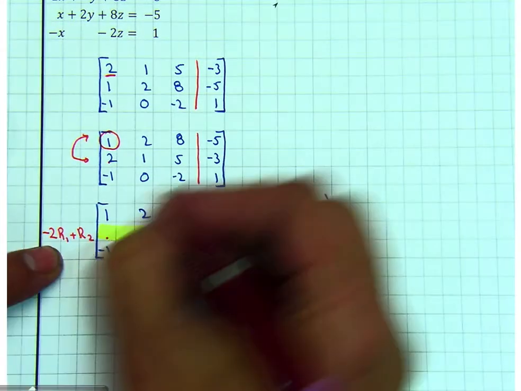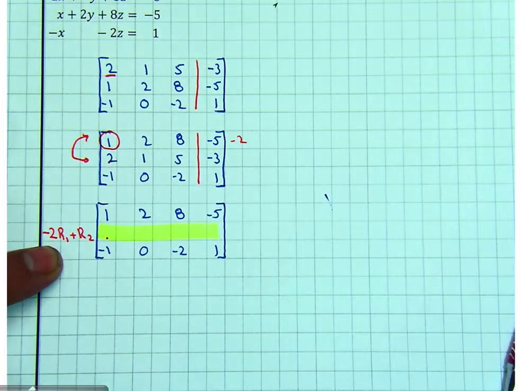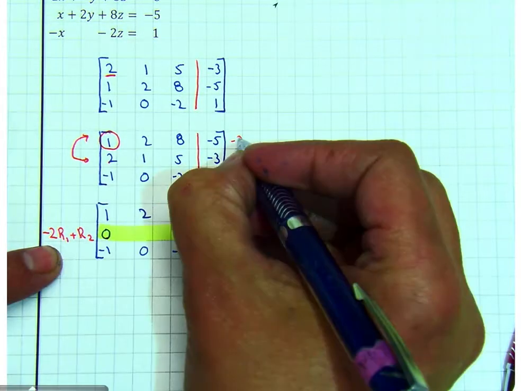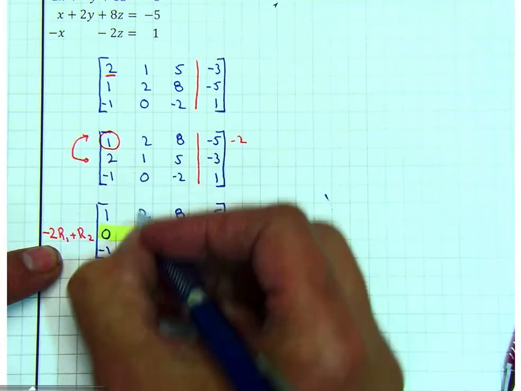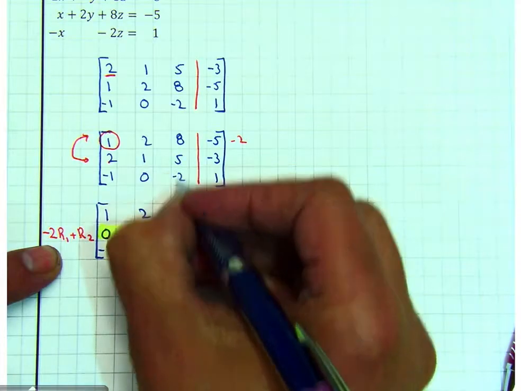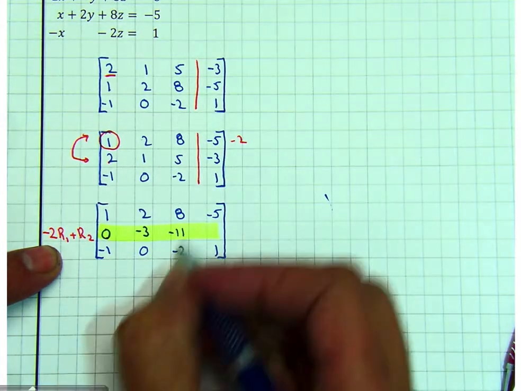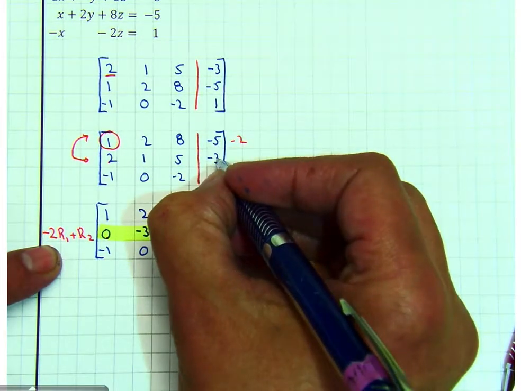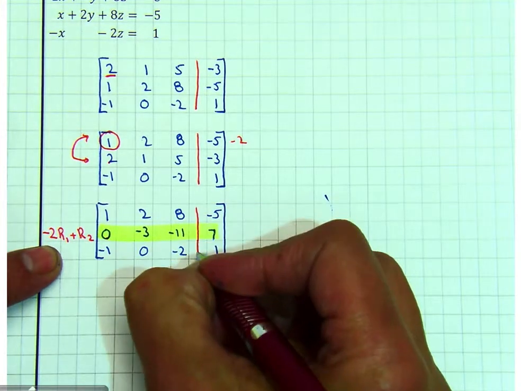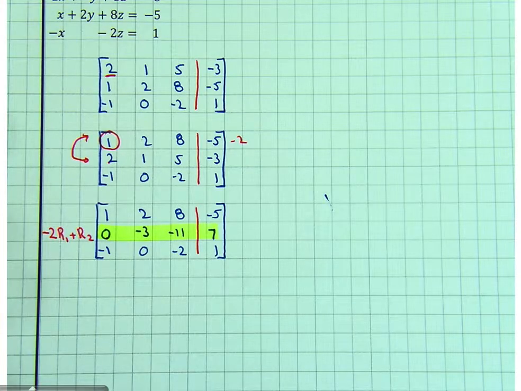And when I multiply, I should place it on the left. So negative 2 plus 2 is 0. Negative 4 plus 1 is negative 3. Negative 16 plus 5 is negative 11. Positive 10 minus 3 is 7. One small mistake will throw the whole work out of whack, and you have to redo it, so just be careful.